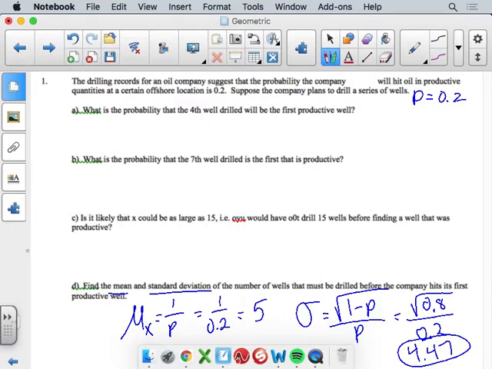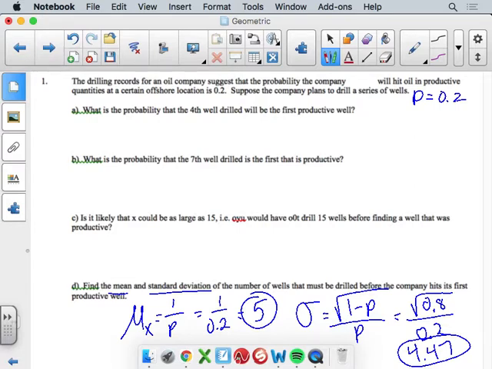Okay, so let's just interpret what this means. We're saying on average, it will take 5 offshore wells before we get the first successive one. But we have a standard deviation of 4.47 wells. So it might take 1 drill, it might take 9 drills. A lot of our numbers lie in that 1 to 9 range, so anywhere within there. Okay, let's find some probabilities.